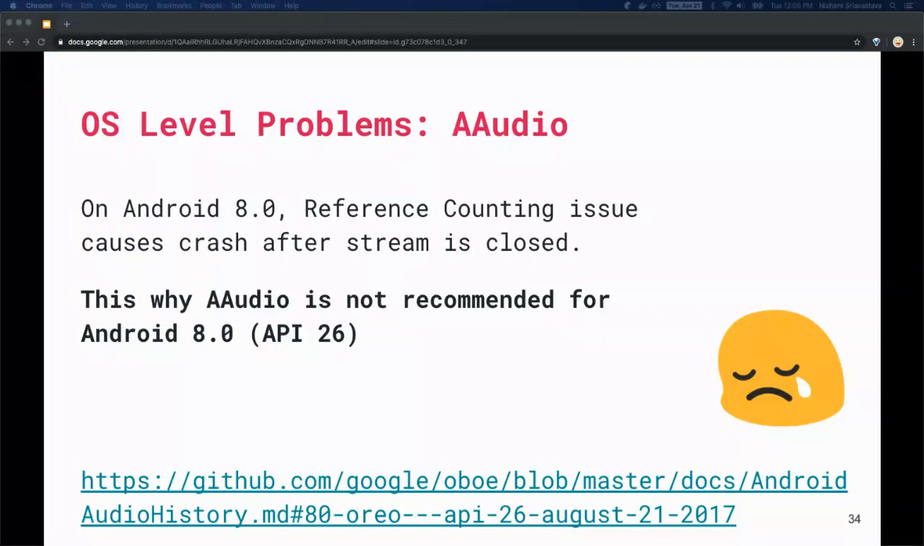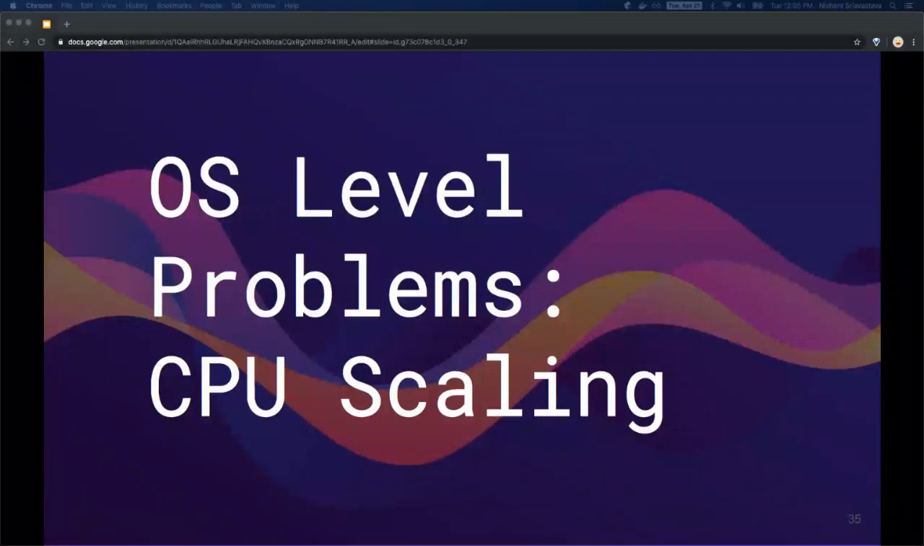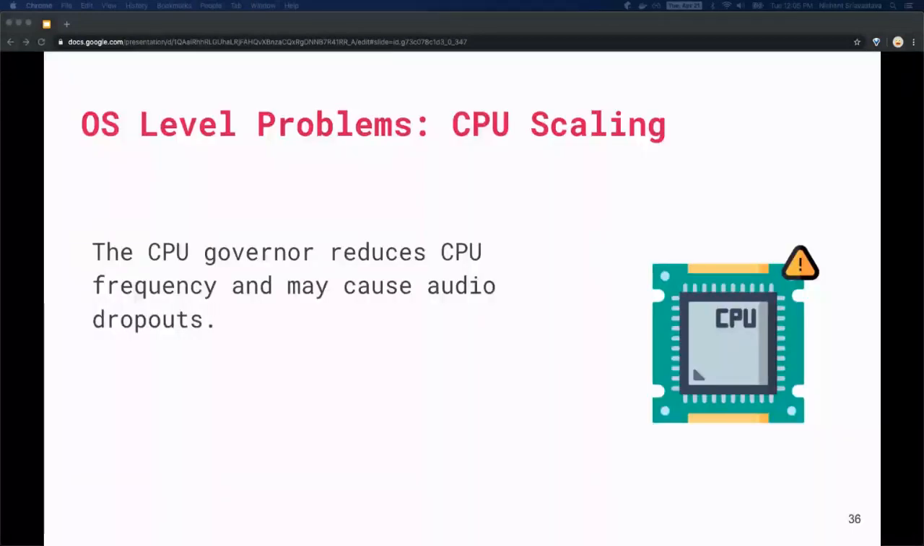So this is one of the reasons that AAudio is recommended to be used after API 27 onwards. We have OS level problems for CPU scaling, which is basically that when OEMs modify their Android version, they try to maximize the battery performance, right? So they try to reduce CPU frequency by using a CPU governor, right? And when they do that, it means that your CPU is not processing enough information because the frequency is reduced from say 3 gigahertz to say 1.5 gigahertz. It's almost at 50% duty cycle, and then it's not able to process as much audio.